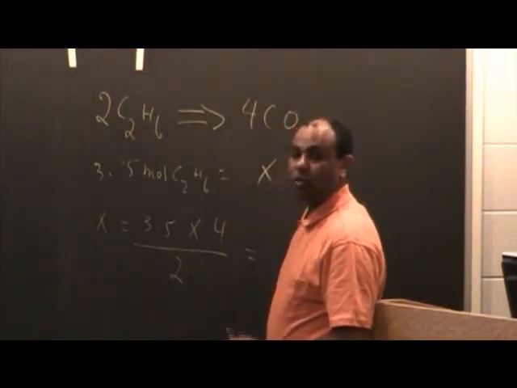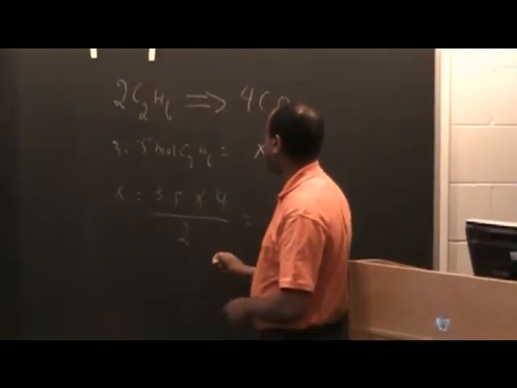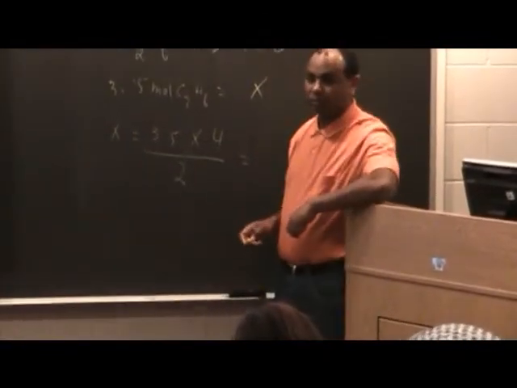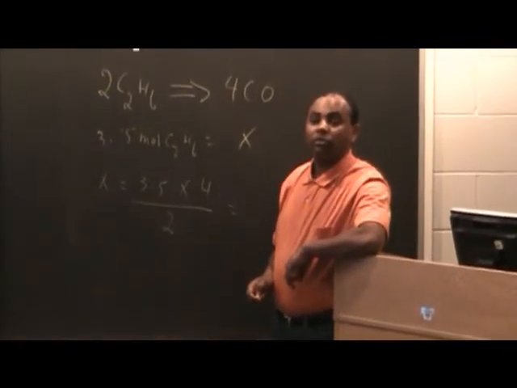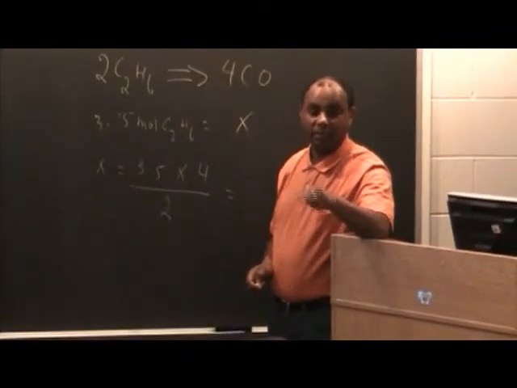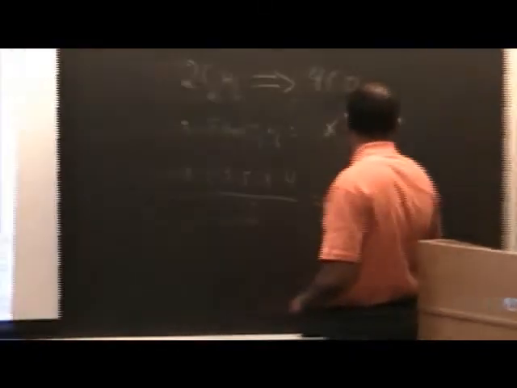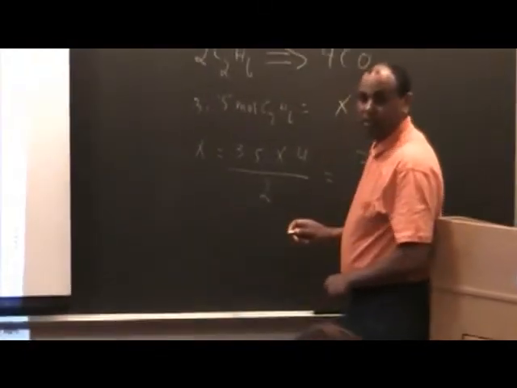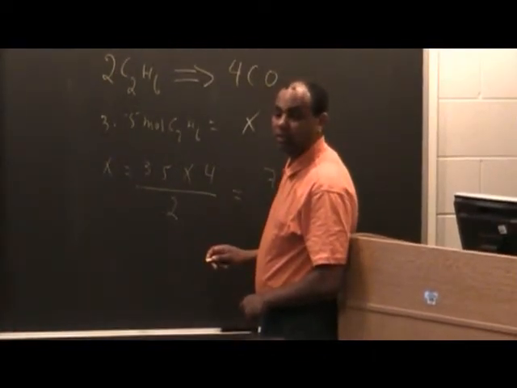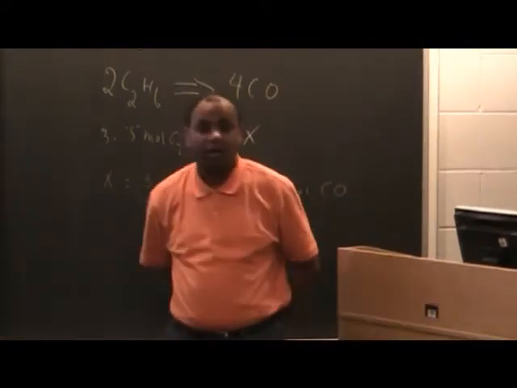So what do you get? 3.5 times 4 divided by 2. 7? Yes, 7. 7 what? 7 moles of CO. Do you understand? 7 moles of CO. That is 7 moles of carbon monoxide.